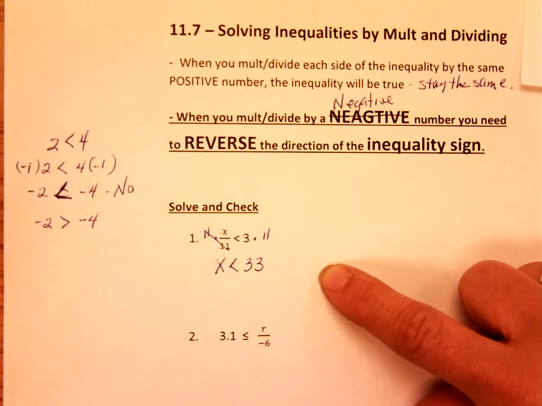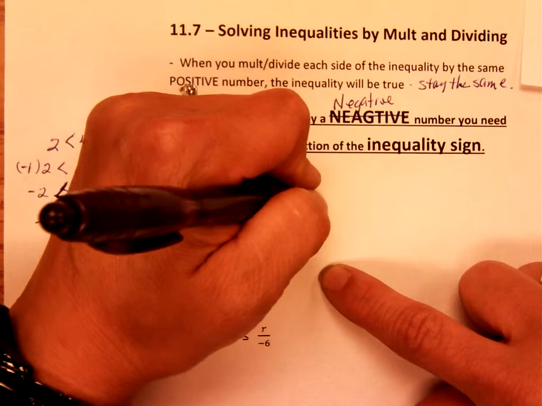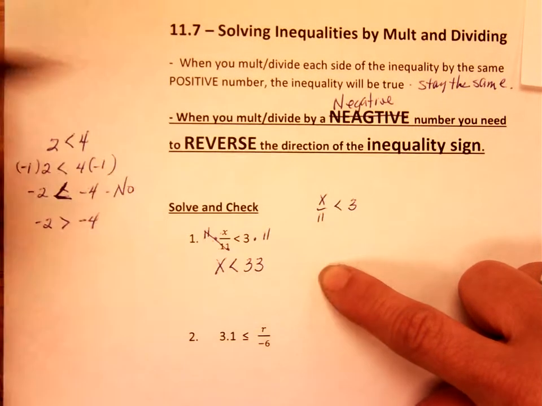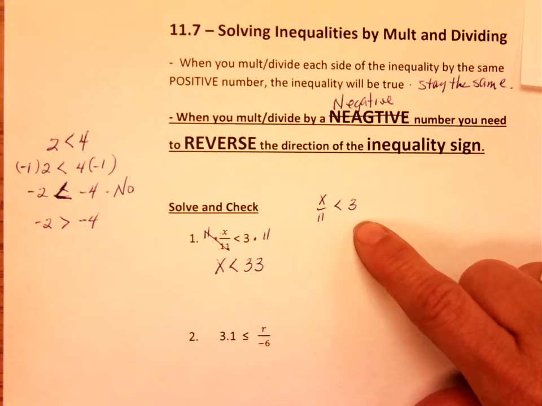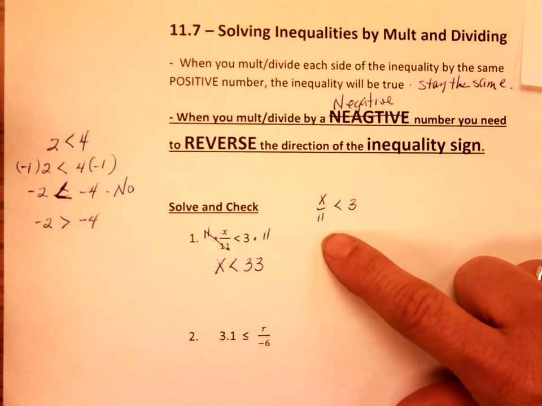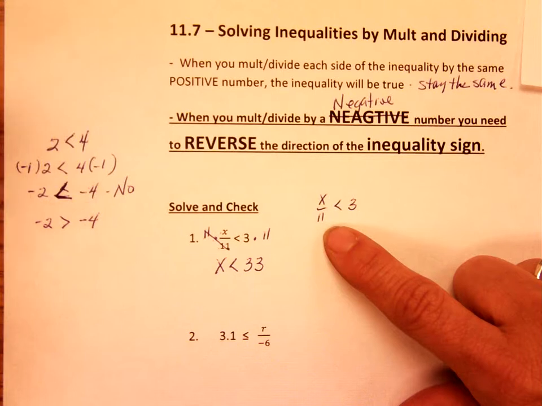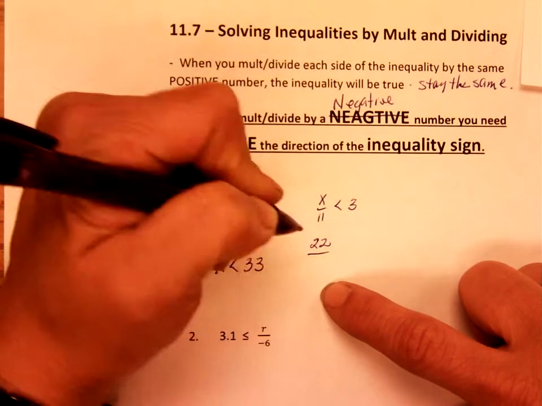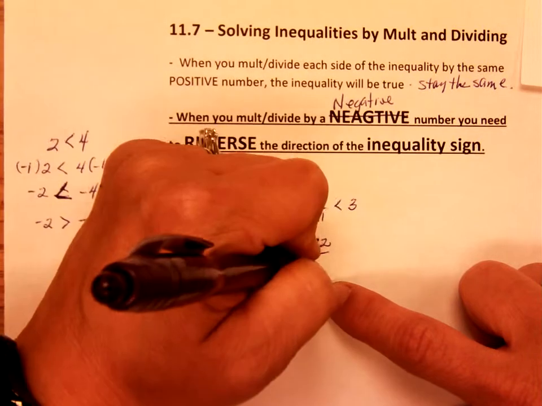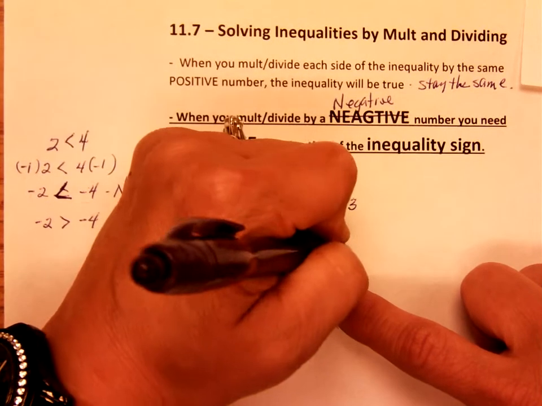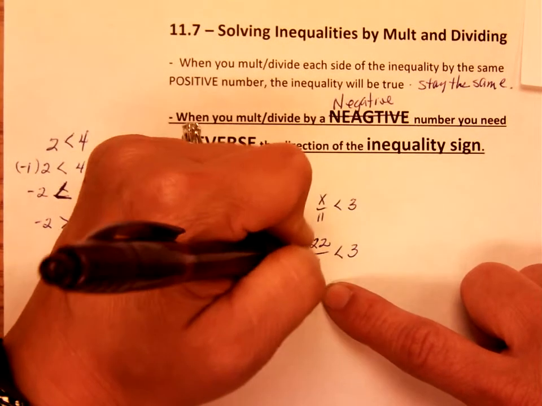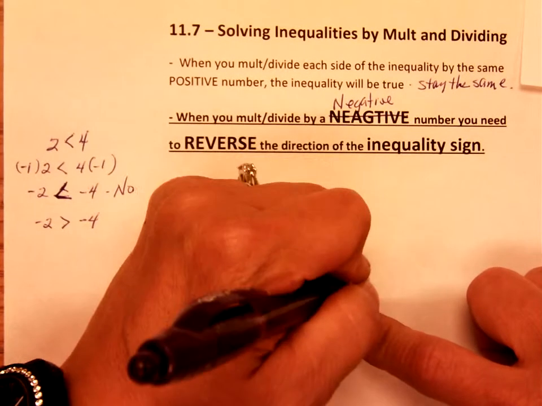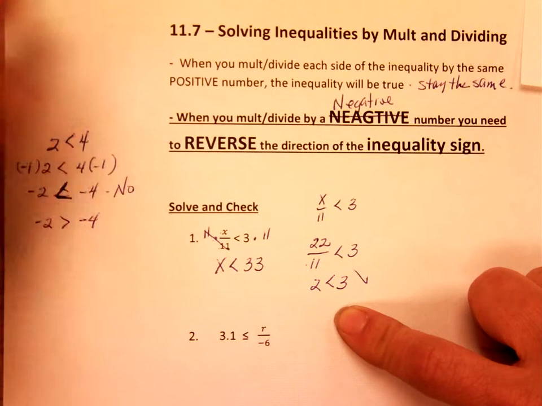To do your check, you write the original problem. x over 11 is less than 3. You have to think of a number that is less than 33 but can go into 11, so you don't have a decimal. So that would be 22. 22 is less than 33, and can go into 11. So 22 divided by 11 is 2. 2 is less than 3. Is that true? Yes, it is. So that means it's correct.